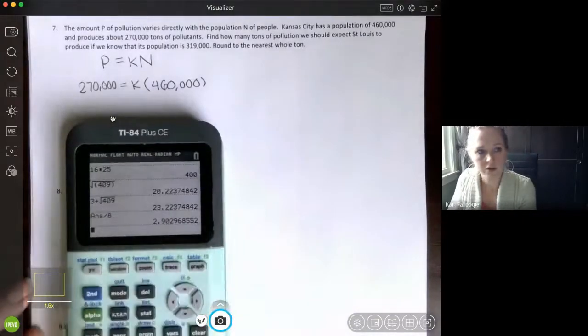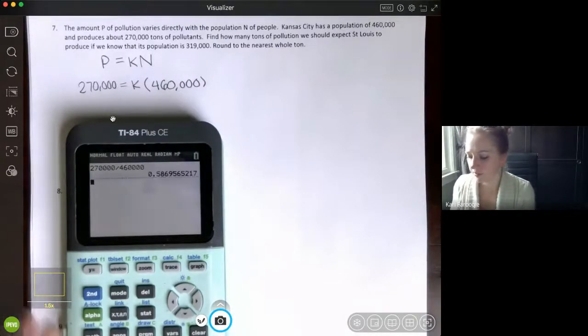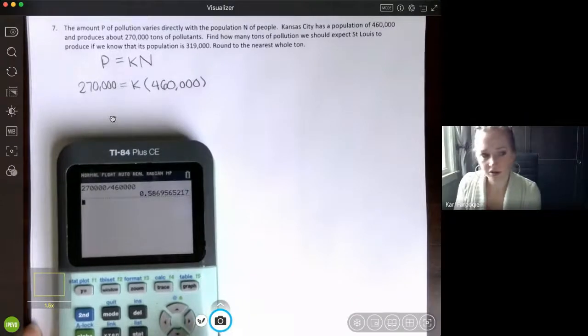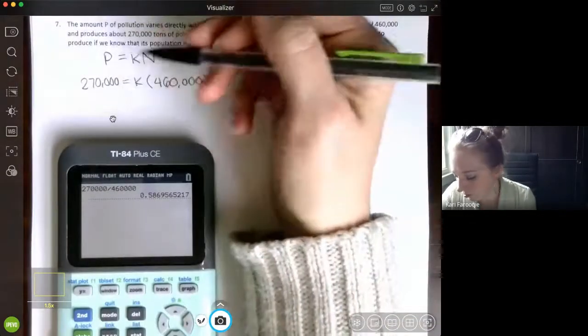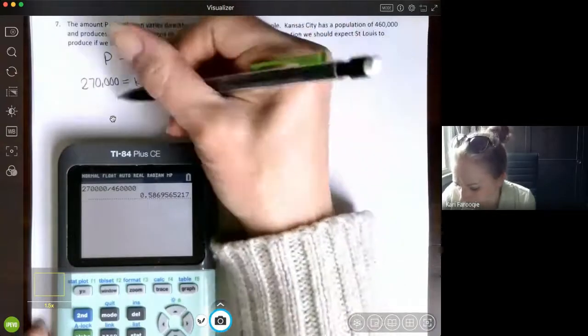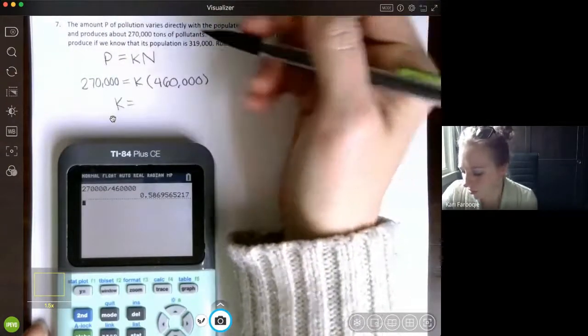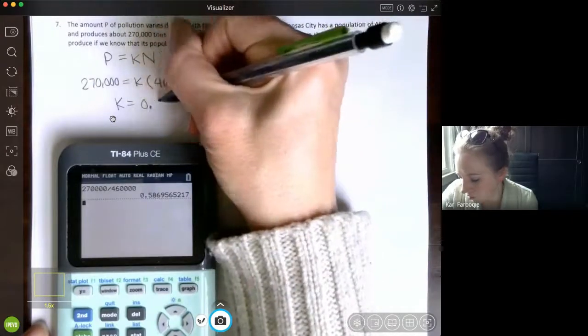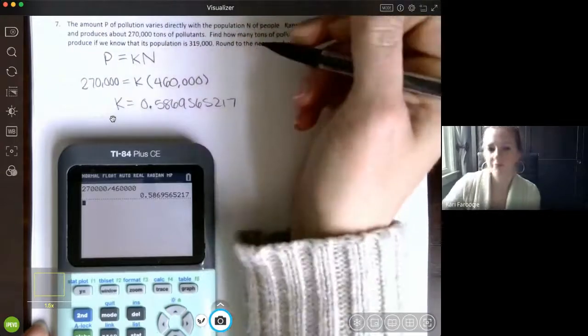My calculator up here. So we'll have 270,000 divided by 460,000. And I'm just going to leave this answer in my calculator, I think. I'm going to write on here a slightly truncated version maybe. But this is giving me the value for K. So I know the constant of variation is 0.5869565,217. Okay, I wrote the whole thing.